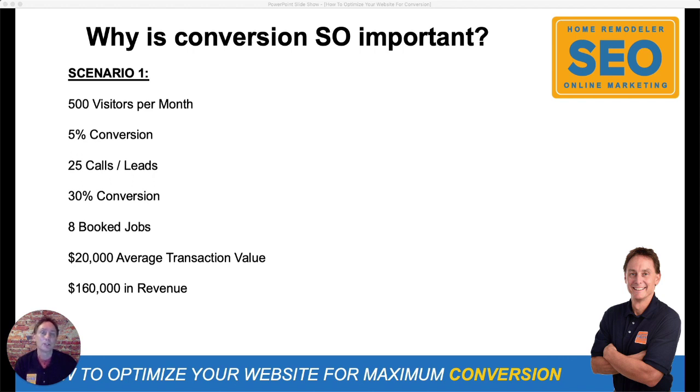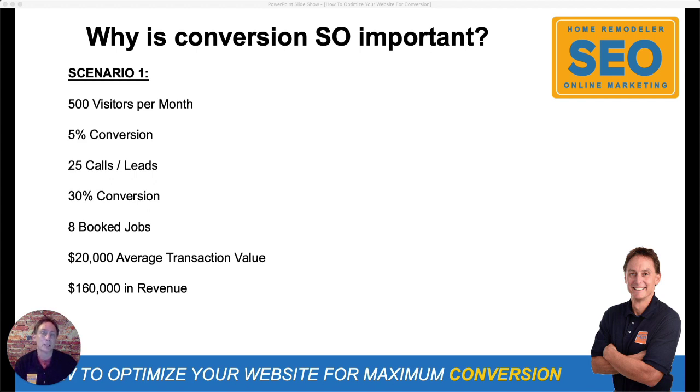Now let's say your conversion rate from phone call to booked job is 30%. Ideally, we'd like to see a higher rate than that as well, but I want to use conservative numbers just to drive this point home. That would mean for these 500 visitors, you generated 8 booked jobs.